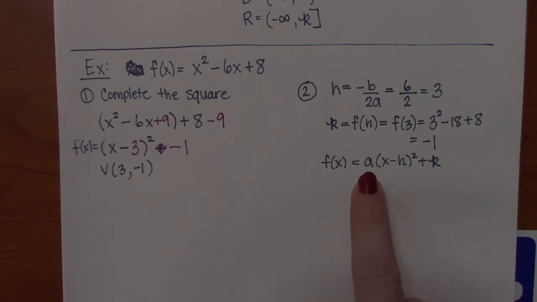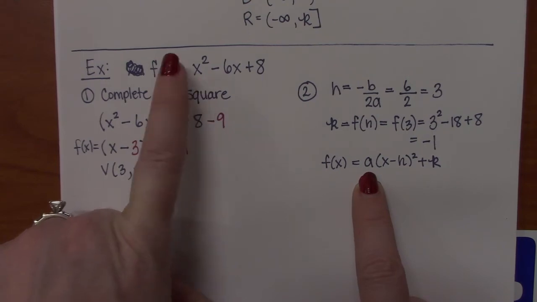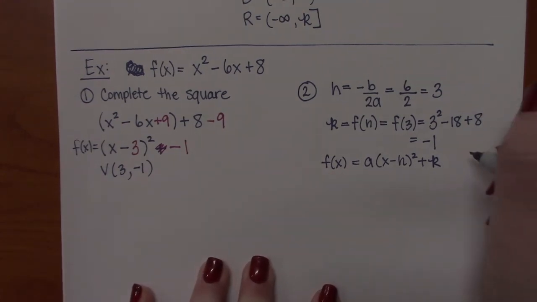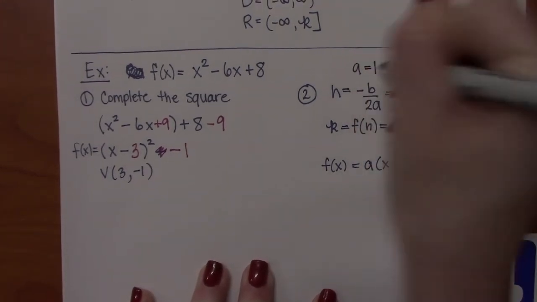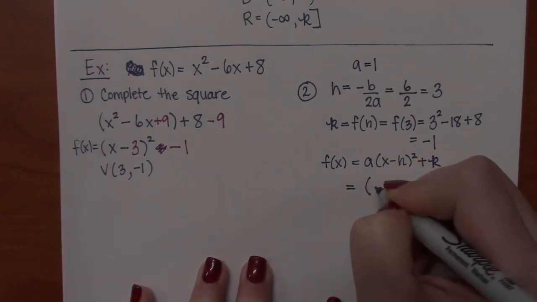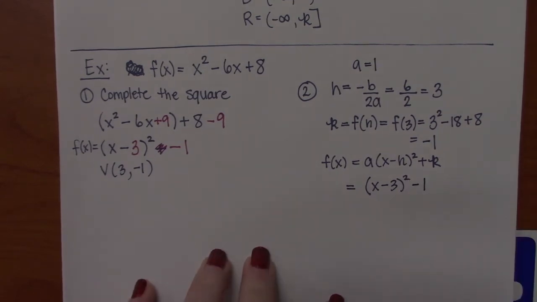Well, the A value in this form and the A value in this form are the same A. So you don't actually have to solve for it all the time if you've actually got the original ABC. So since A was 1 here, A is going to be 1 here. So A, right, is going to be 1. So now I just plug in the values that I have. So A was 1, H was 3, and K was -1. And I get right back to the same vertex form without having to complete the square.